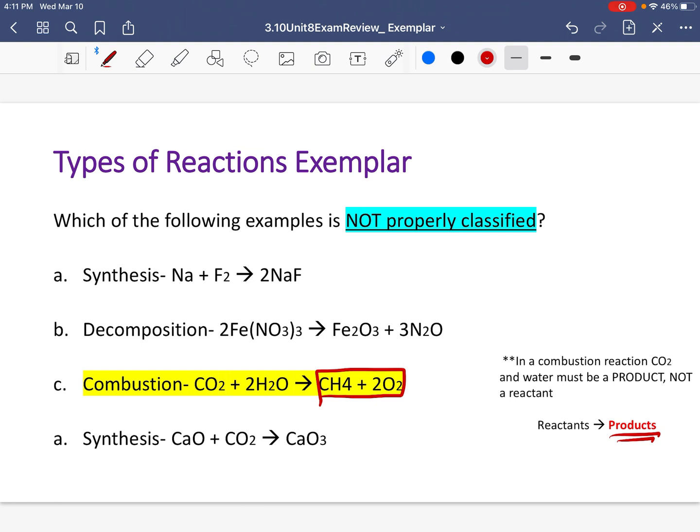Again, remember, synthesis is when something comes together. So you have two pieces. You have two pieces of a heart and they create one heart. Two reactants to one product. Decomposition, you have one reactant and it breaks down into two pieces. So two products. Just know the different types so you're able to identify them in the question. And again, not properly classified. Make sure to read that question.